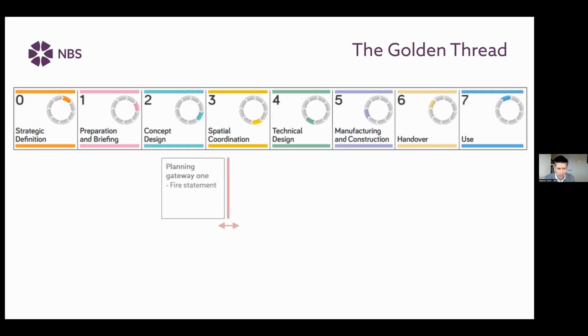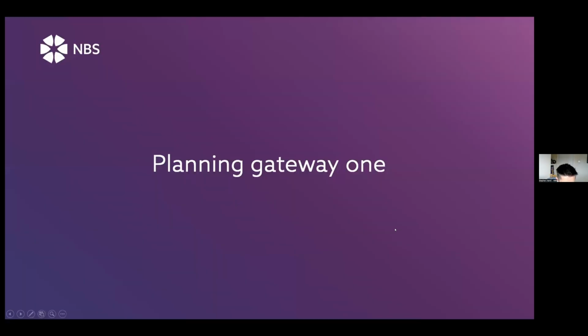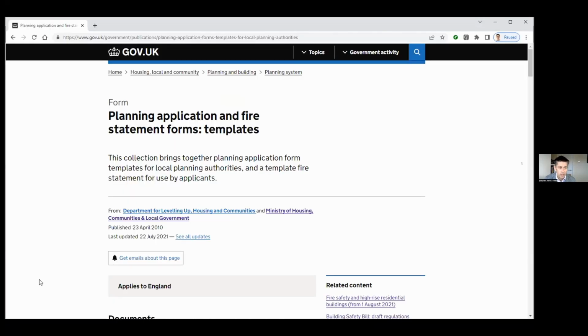So looking at specification through the timeline, a little bit of a reminder of those gateways: planning, end of technical design, prior to construction, and then handover. Let's just look quickly at planning gateway 1. There's a template. I don't think it has changed since July 2021. That's available now on GOV.UK. And that's just a Word document, but it's a well-structured Word document. And it allows you to specify the intent in terms of fire strategy, looking at that really high level.